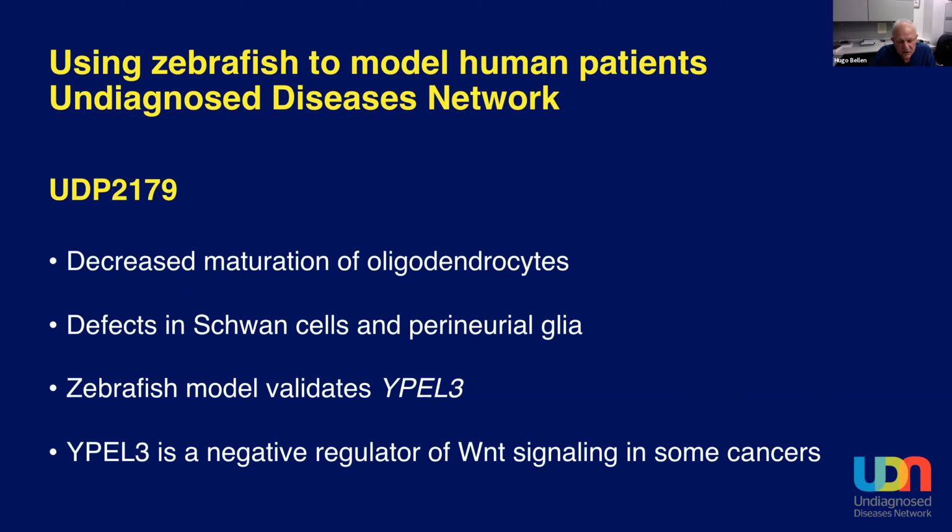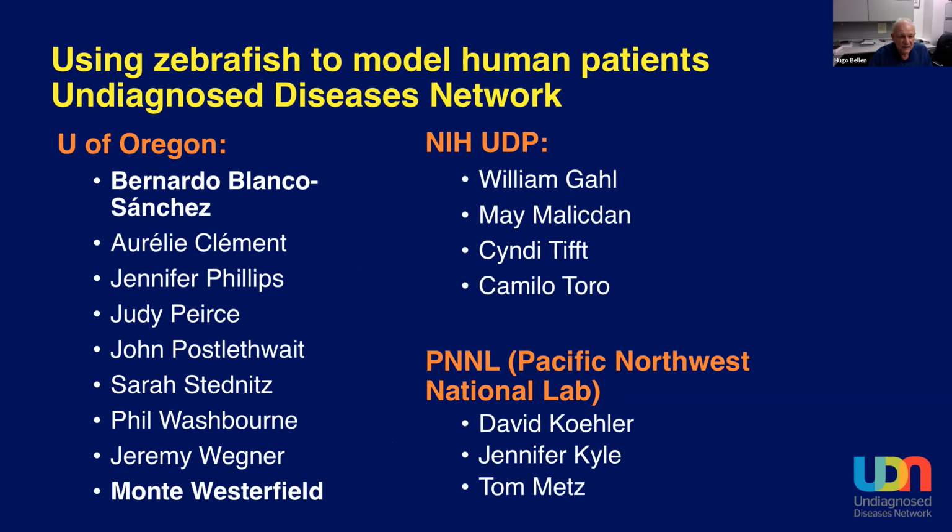And finally, it's interesting to note that in the discussion, the authors discussed that YIPI-like 3 is a negative regulator of Wnt signaling, which is exactly what I was showing you for IRF2-BPL. It wasn't shown that this is a major player in the differentiation of the perineural glia, Schwann cells, and oligodendrocytes, but obviously that's an interesting aspect to pursue.